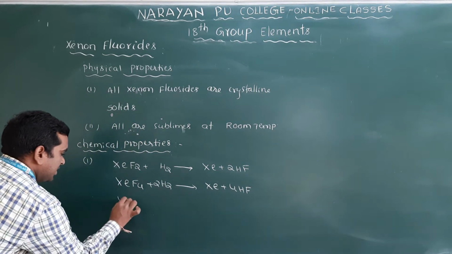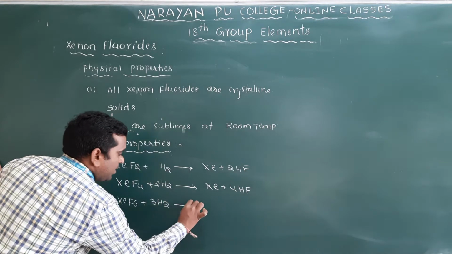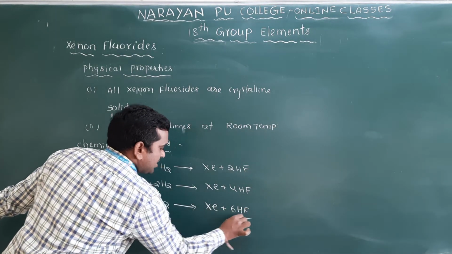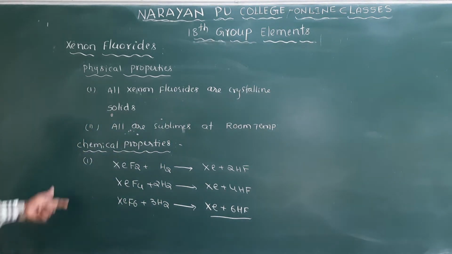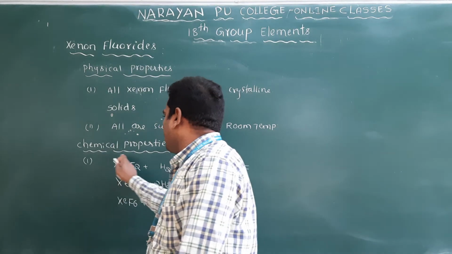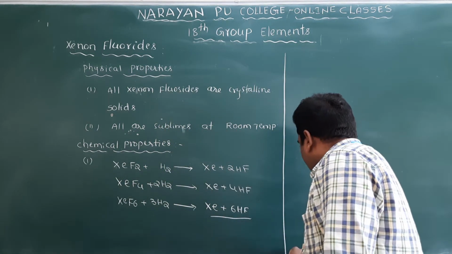In the same way, xenon hexafluoride treated with 3 moles of hydrogen gives xenon and 6HF. So this is about the reaction with hydrogen. You can put a heading if you want: reaction with hydrogen. Yes? So next one.